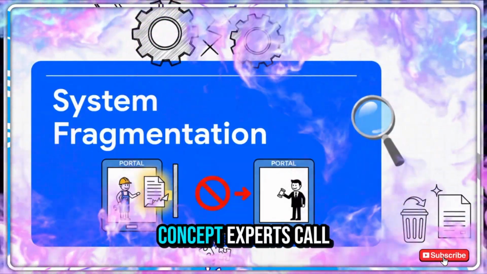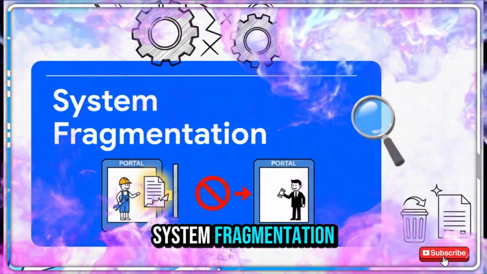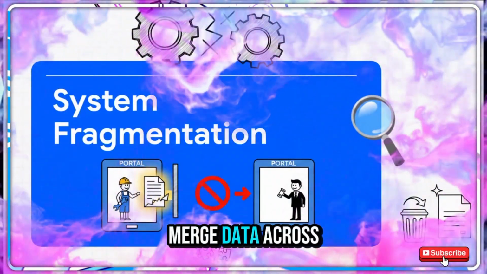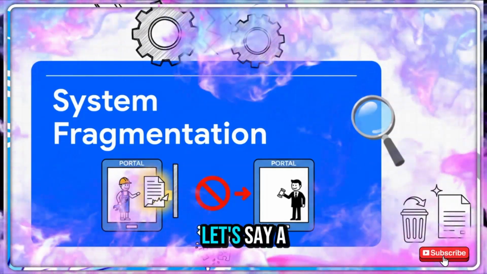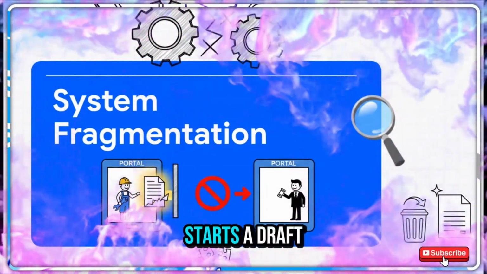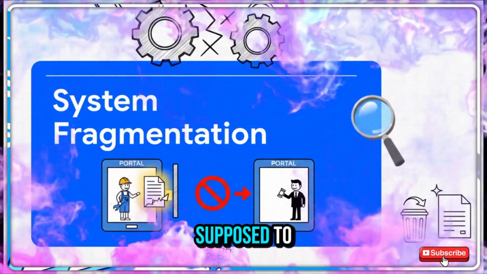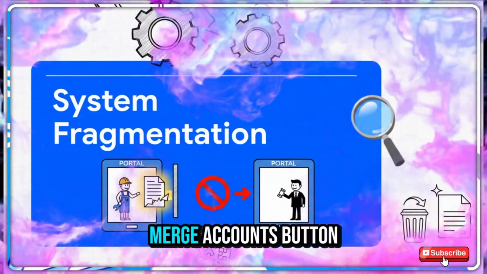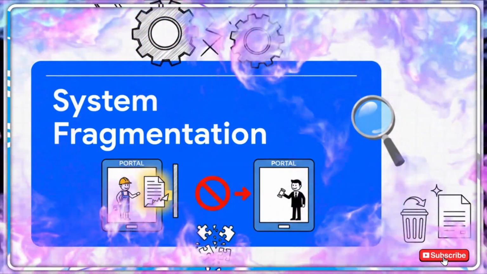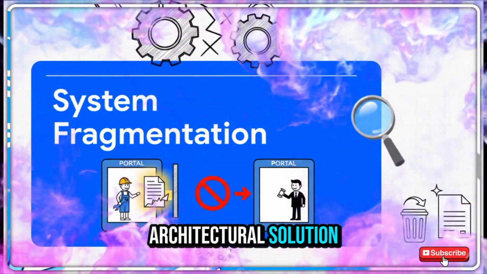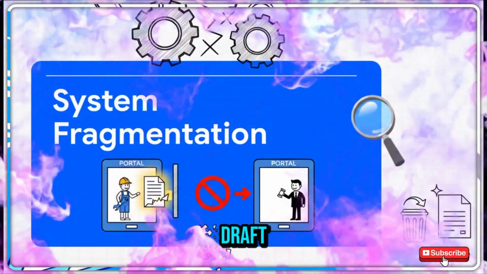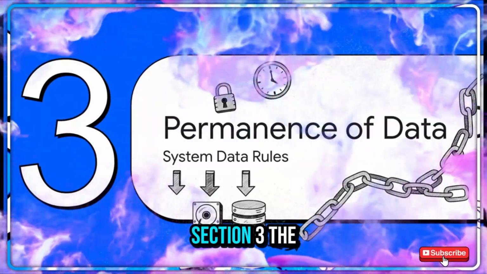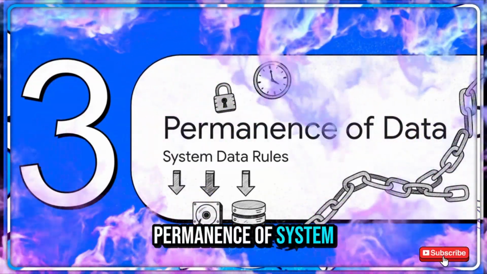This leads us to a concept experts call system fragmentation. The really crucial takeaway here is that you cannot just magically merge data across these digital boundaries. Let's say a company admin accidentally starts a draft when the legal counsel was actually supposed to. Well, that data is now permanently fragmented. There is no convenient merge accounts button anywhere in sight. The system's only architectural solution, you have to completely abandon that draft and just restart the whole process from scratch in the correct portal.